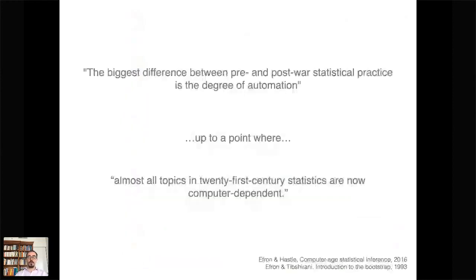So one way to summarize this is that the biggest difference between pre- and post-war statistical practice is maybe the degree of automation. Up to a point where today, almost all topics of the 21st century are very much computer dependent.